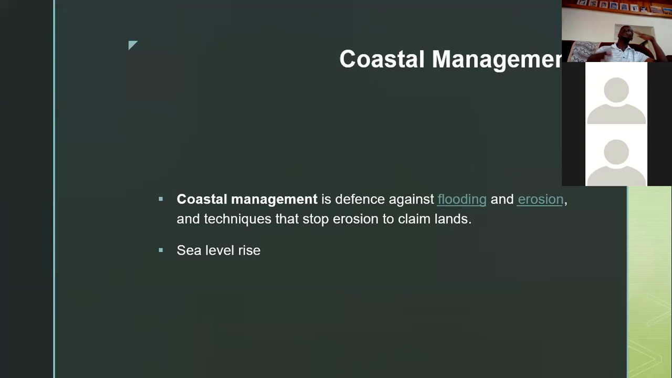But the reason that we want to appreciate the nautical chart is that we should be able to understand what is happening and then see how we can mitigate and work within that coastal area or coastal region. Coastal management is defense against flooding and erosion and techniques that stop erosion to claim lands.